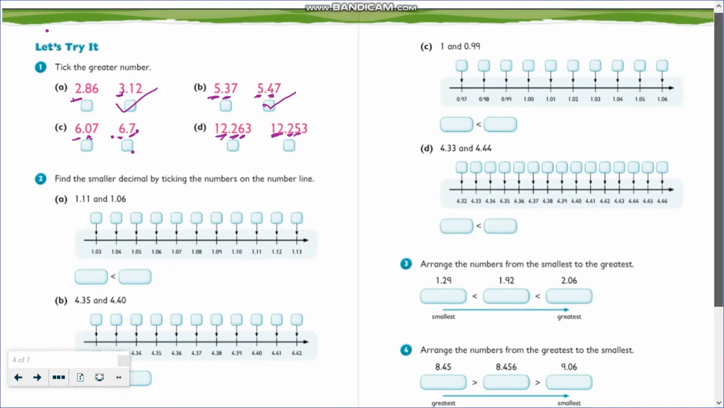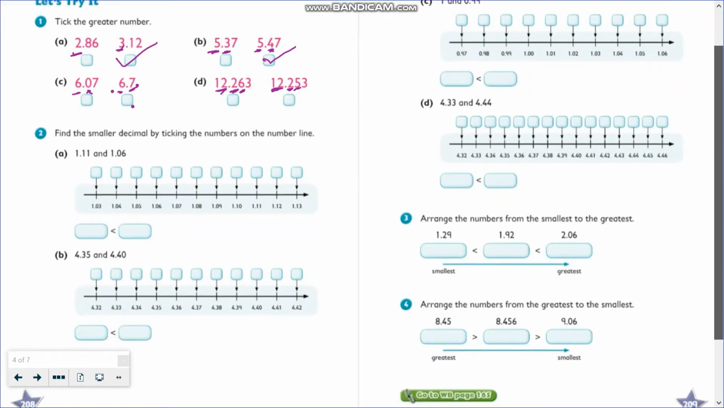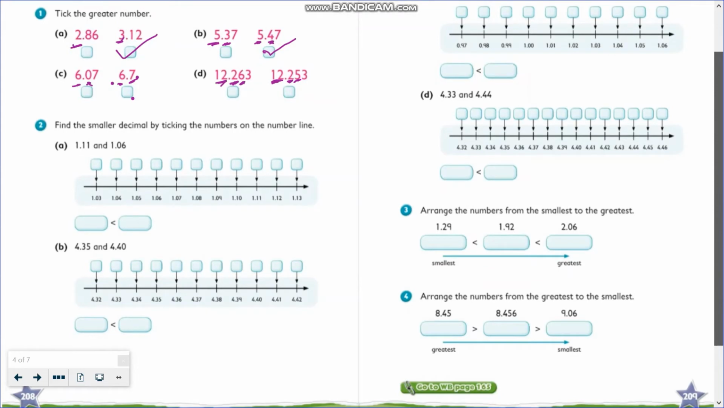For number 2, find the smaller decimal by ticking the numbers on the number line. So which one is smaller? Is it 1.11 or 1.06? So we know that if we go to the left, we move backward, the number is decreasing. If we move to the right or if we move forward, the number is increasing. So which one is on the left?